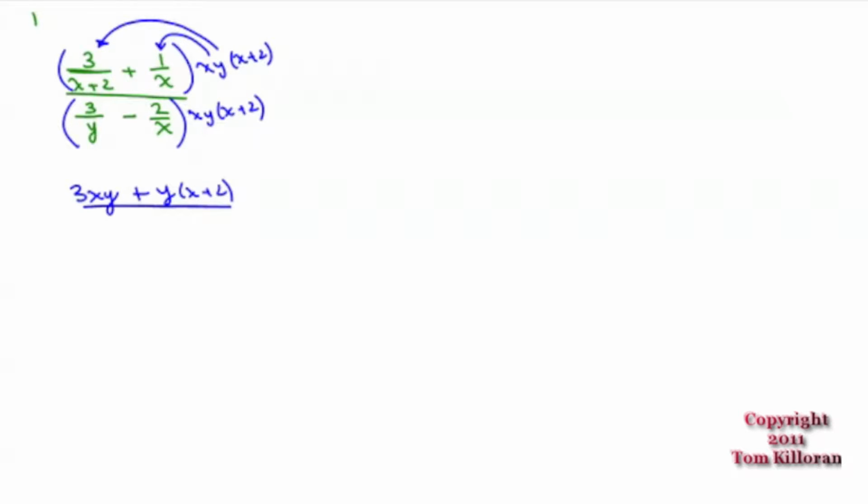And then in the bottom, we're going to distribute that to the first one. So the y's are going to go away. 3x times the quantity x plus 2 minus, and then you distribute it here and you lose the x and you leave the 2, the y, and the x plus 2. And then you just simplify the top, simplify the bottom.